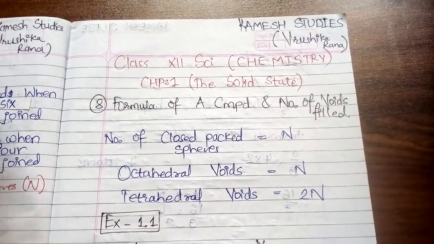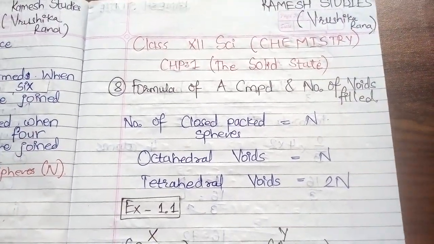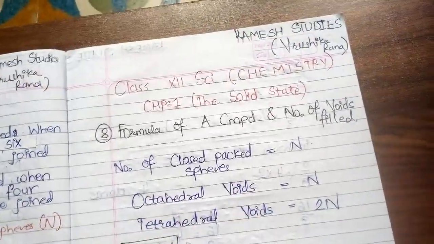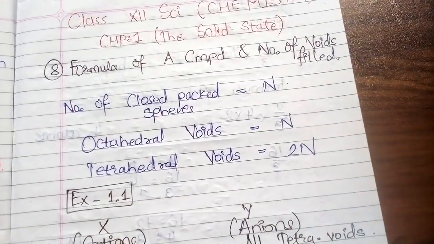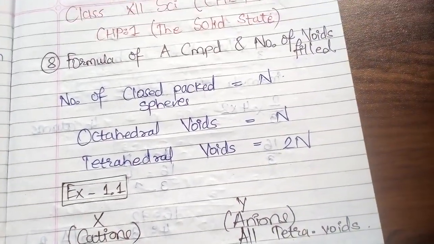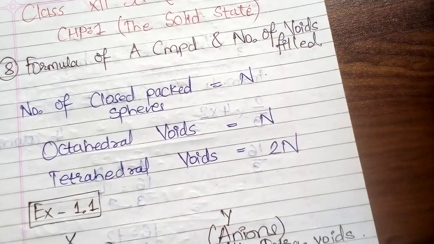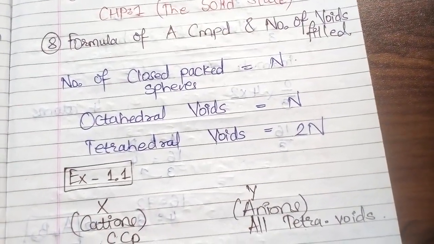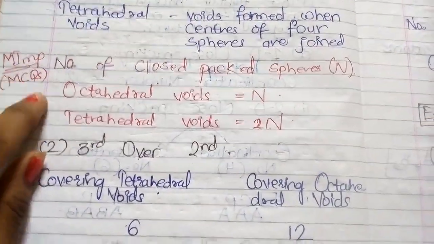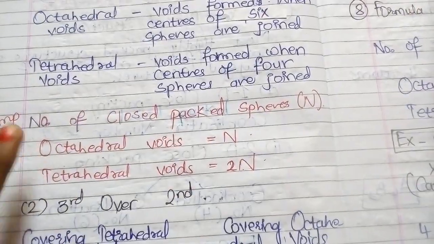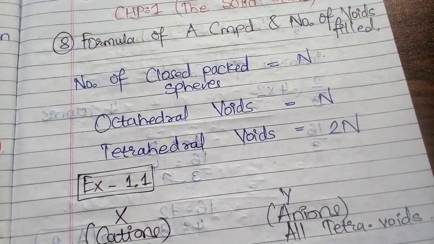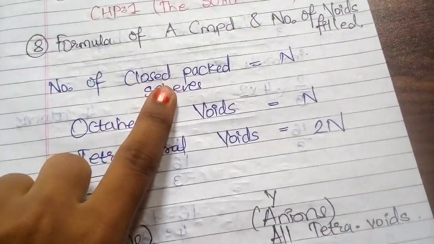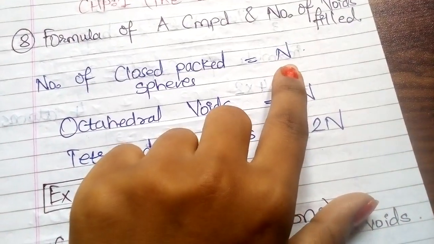So today we are going to look at the formula of a compound and the number of voids. It is a topic that we have already discussed for the number of close packed structures, or you can say the number of close packed spheres. The formula that we are going to use we have seen in our earlier video, and as I have told you, mark it as important for the MCQs. I also have a video with your textbook examples 1.1 and 1.2. So for close packed structures, it is going to be n.